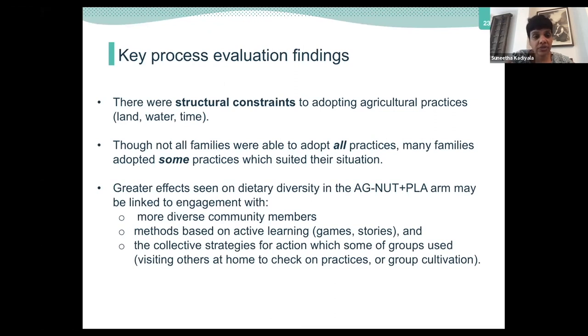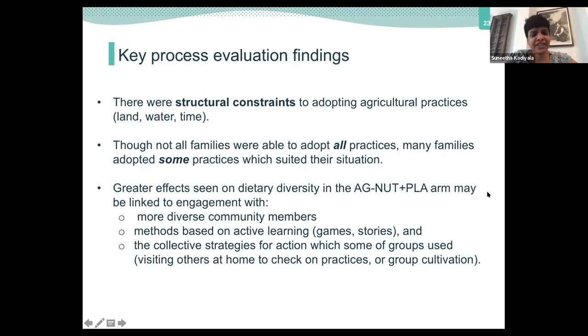So one of the questions for us is whether offering a menu of options is a good idea, so that most people can adopt something, as opposed to just a few people adopting one big practice very well. That's a question that we don't have an answer to, but I think we need to think it through for the follow-up interventions and intervention design as well.